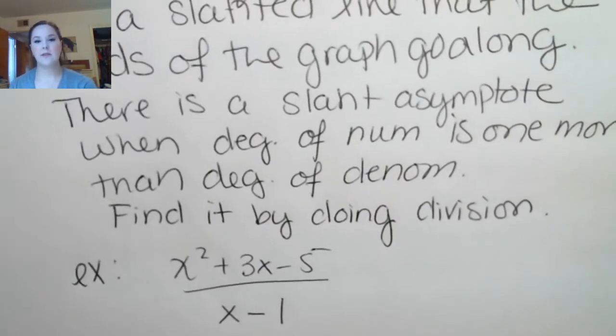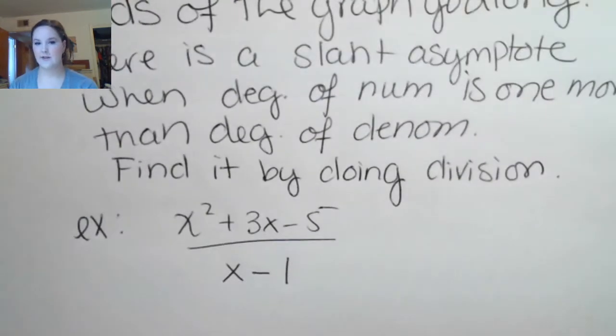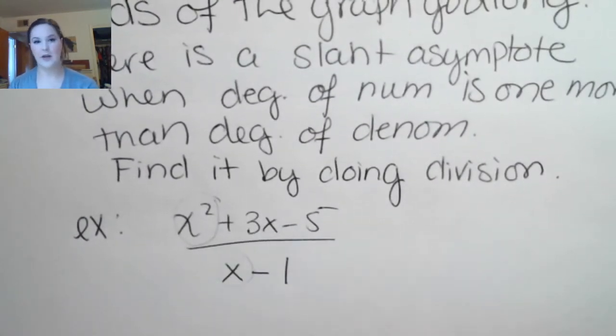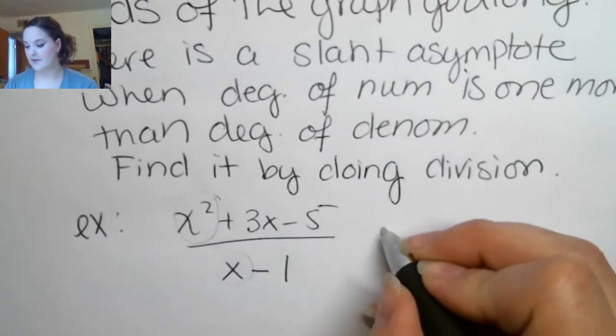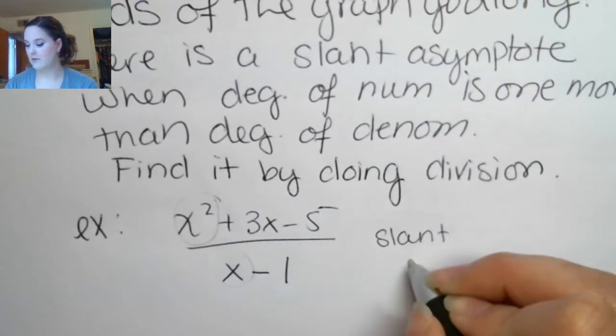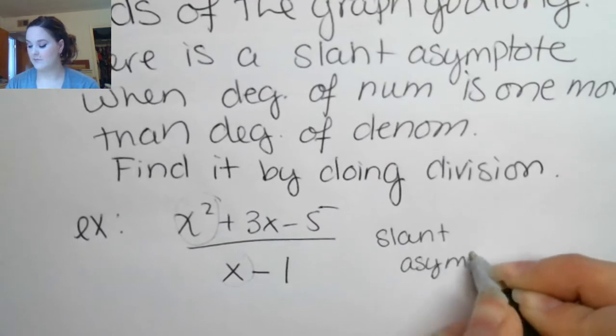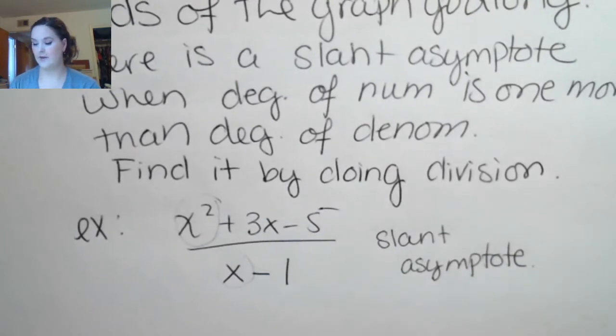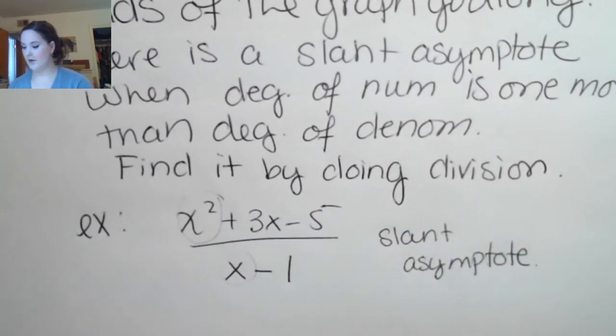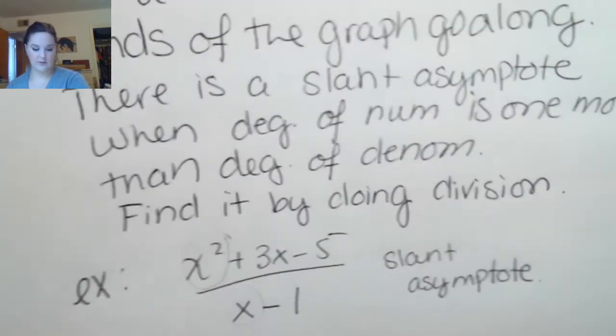Okay, so this is an example of a function that has a slant asymptote. You can see that the degree of the numerator is 2, the degree of the denominator is 1, so there is a slant asymptote. Okay, all right, so let's do some examples of finding asymptotes.